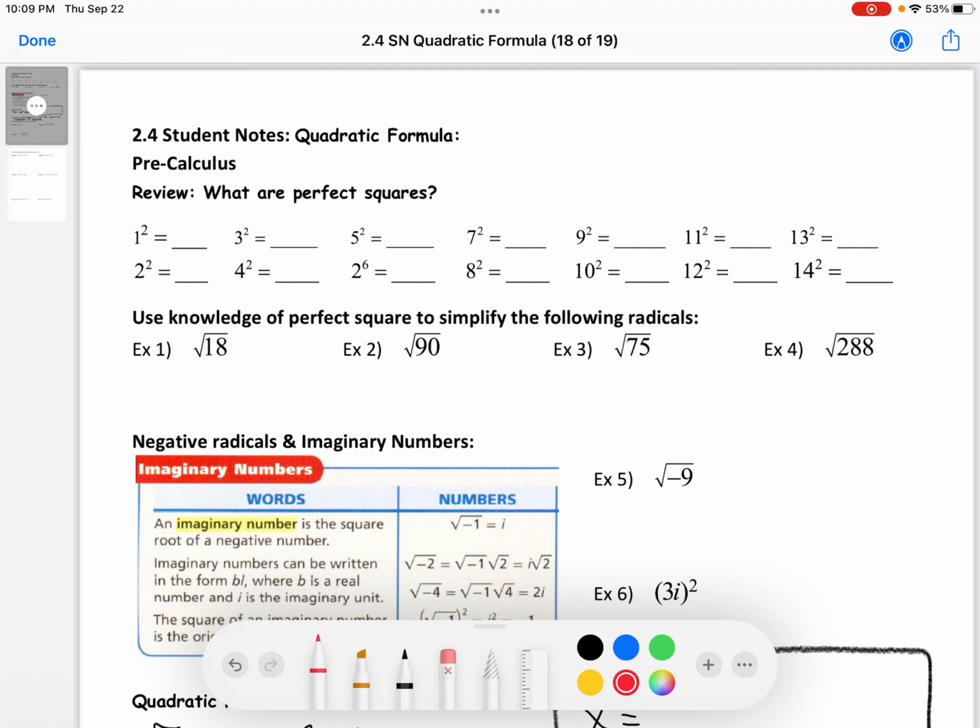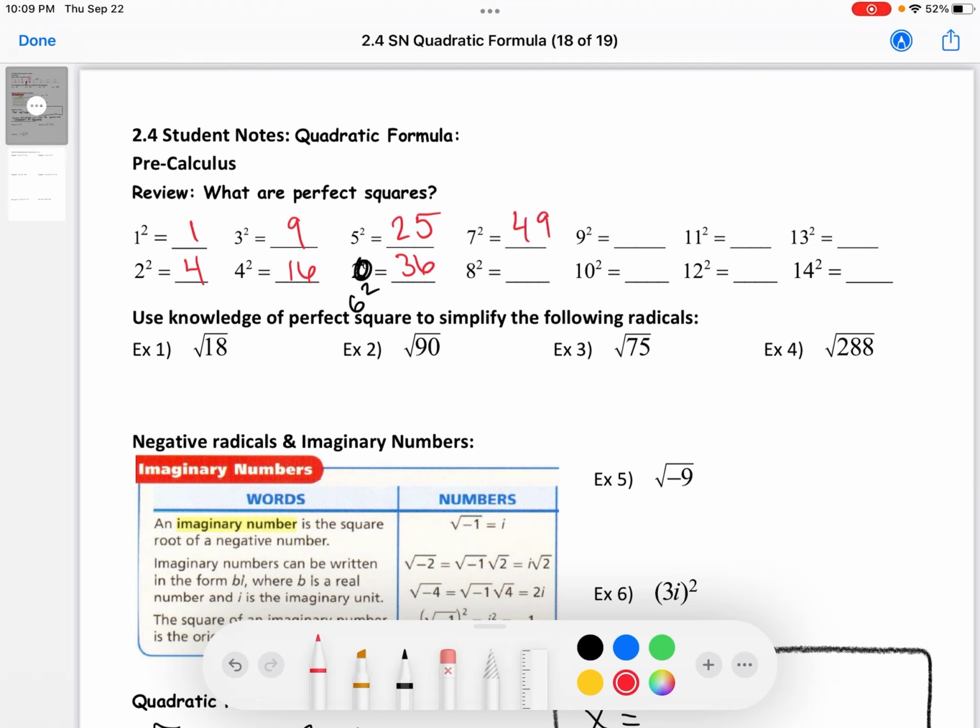So when we're talking about the quadratic formula, we're talking about squares. Quadratic equation, y equals x squared. So perfect squares. Are these numbers here? Why are they in that order? I didn't do this. This is random. Anyway, the perfect squares are, this is wrong. This should say 6 squared.